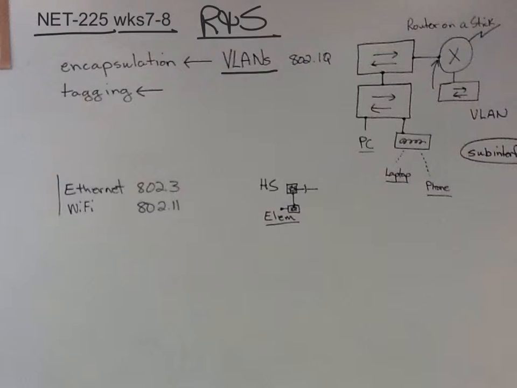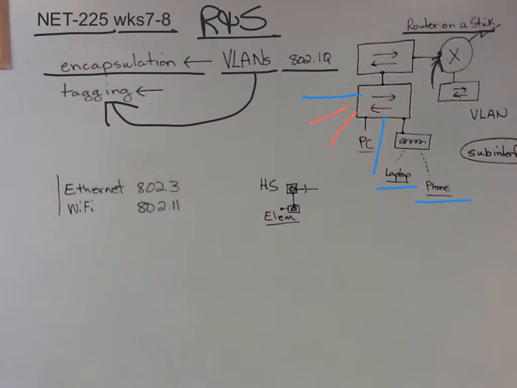Alright, so we reviewed VLANs and we tag the frames. So inside the encapsulation, 802.1Q. And we talked about router on a stick. You could have a couple different VLANs out here. And here we talked about a laptop, a phone, and that traffic can then move through. If it's going to get routed, it would get routed in here.